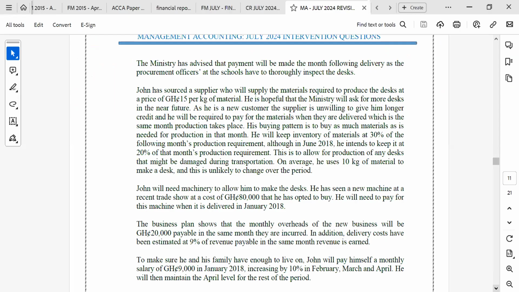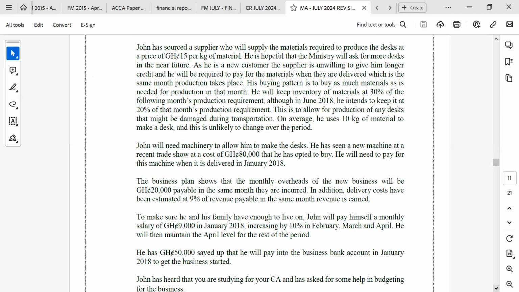Okay, let's come down here, to make sure he and his family have enough to live on. John will pay himself a monthly salary of 9,000 in January, increasing by 10% in February, March, and April. He will then maintain the April level for the rest of the period. So January, what is that?